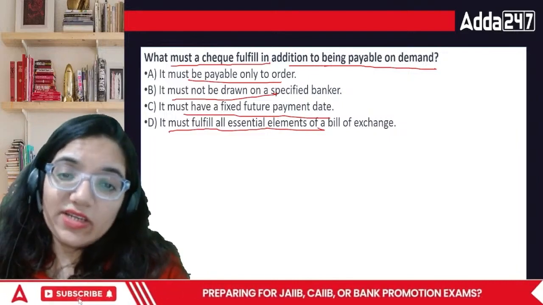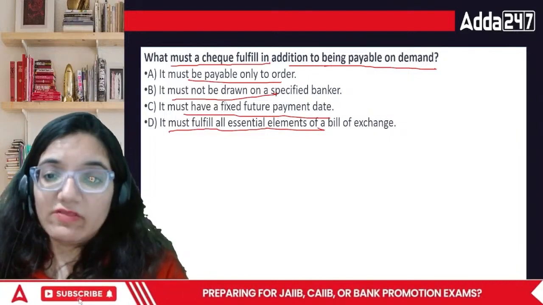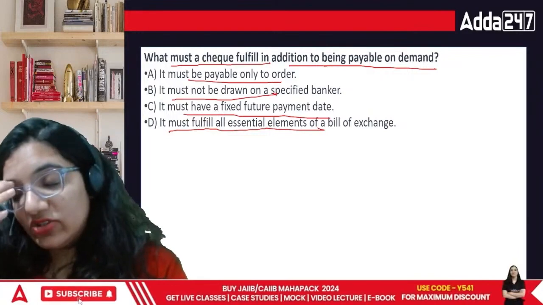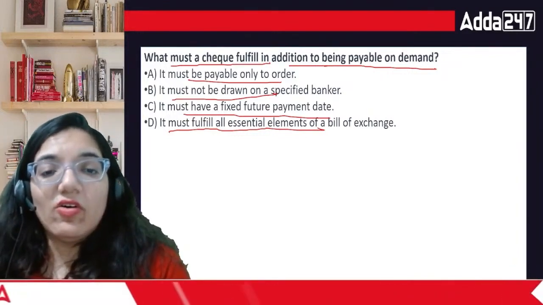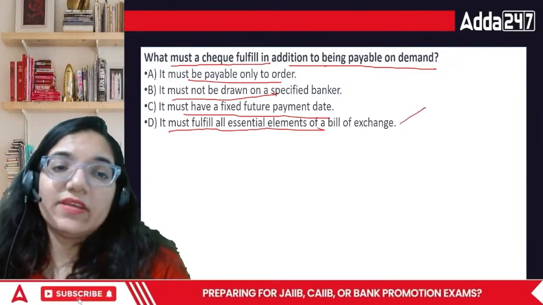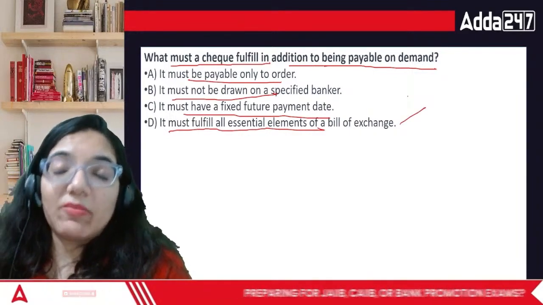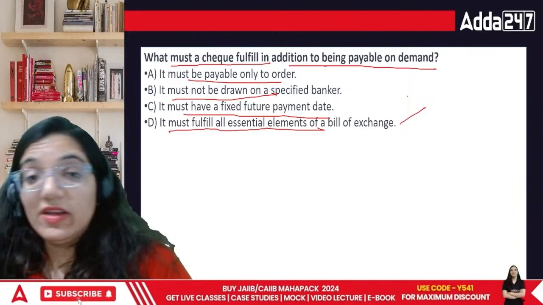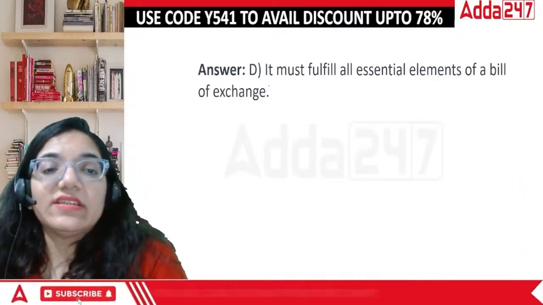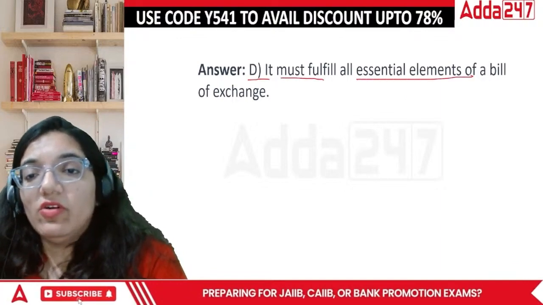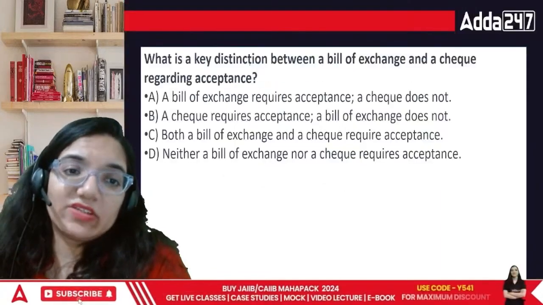Anyway, it is already a negotiable instrument. When we talk about checks, a check is also treated as a negotiable instrument. So technically, it must fulfill all the elements of a bill of exchange, in addition to being payable on demand. Payable on demand means as and when people ask you for money, you are supposed to pay. Then the answer is D. It must fulfill all the essentials of a bill of exchange.